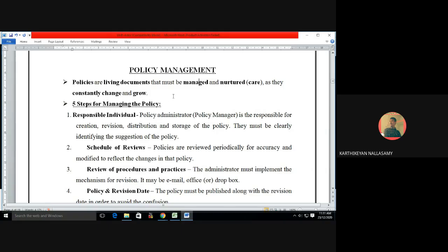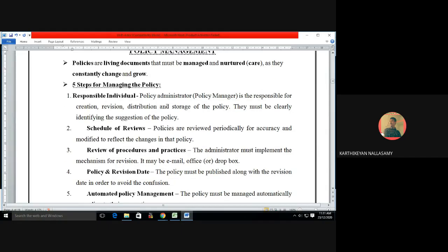In order to manage the policy, there are five steps to be implemented. One is that we define the responsibility of every individual for the creation, revision, distribution and storage of the policy. Also, there is a suggestion that they must have a clear way of identifying suggestions for the policy.